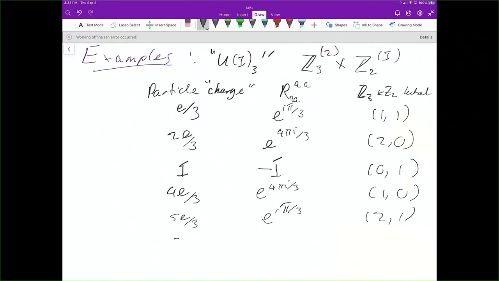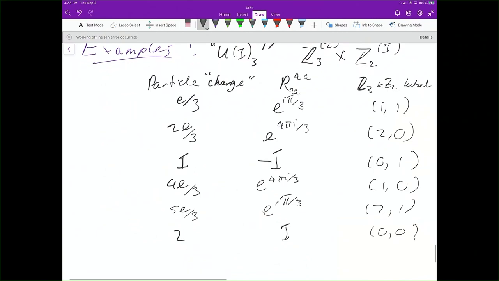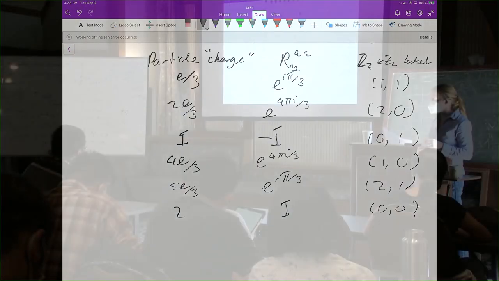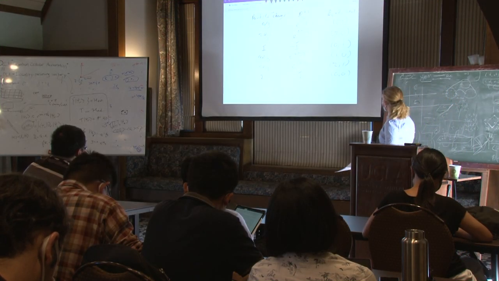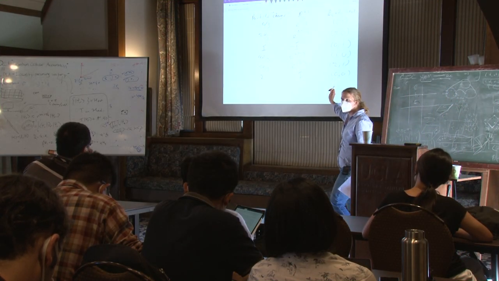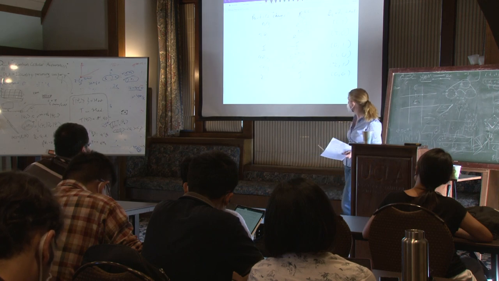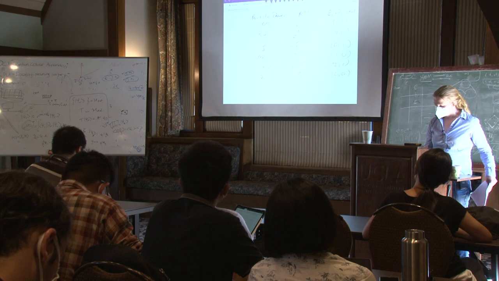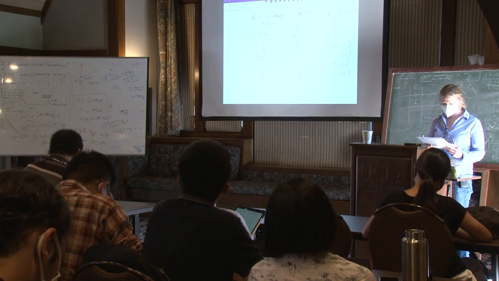And then there's 2, which is 0, 0. Okay. So look, I'm not going to write out the Hamiltonian or anything, but this is an example of a category that's interesting that has a transparent particle. So this guy is a fermion.